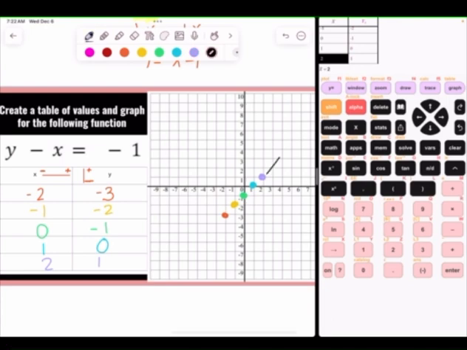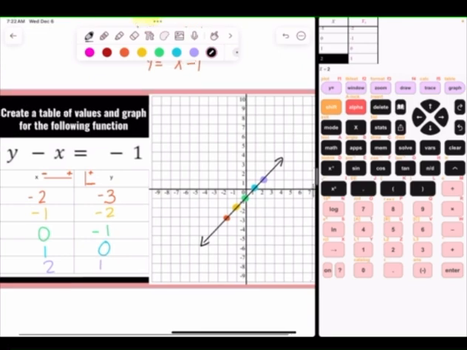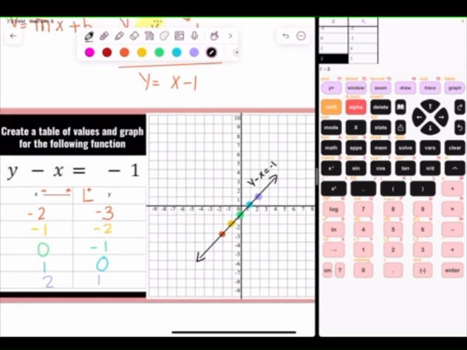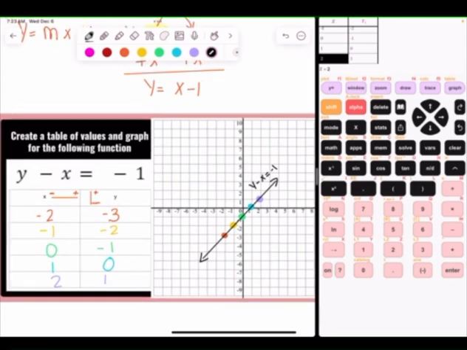And now we can connect all these points. Use a ruler. Put arrows. We have to put arrows because this is a continuous graph. And then this is the graph of, we could write the original one they gave us since we know that's correct, y minus x equals -1. That's the graph of y minus x equals -1. All right, that is correct.